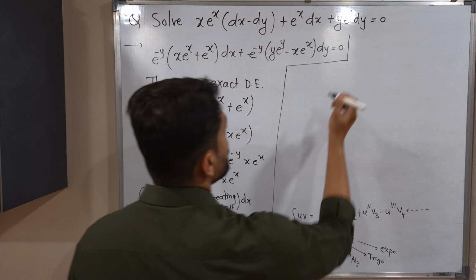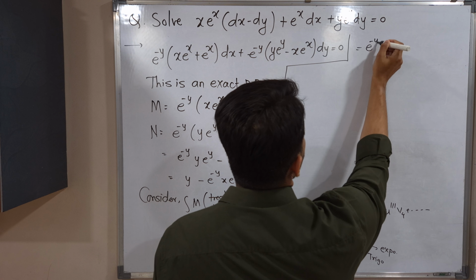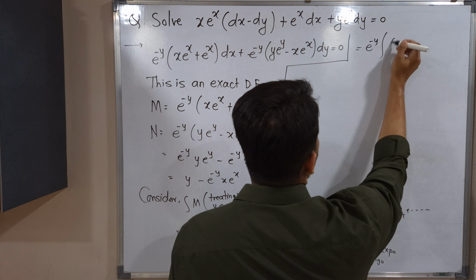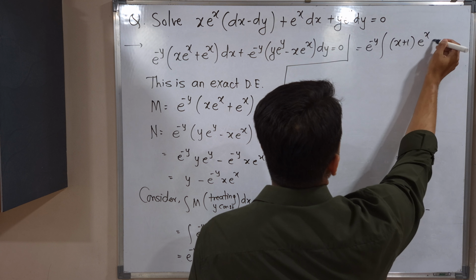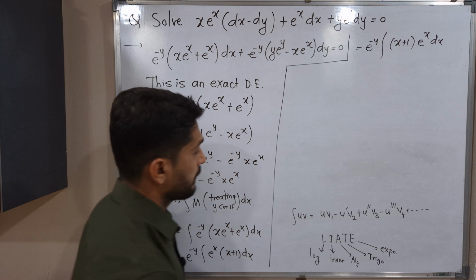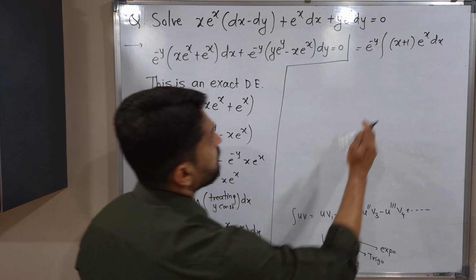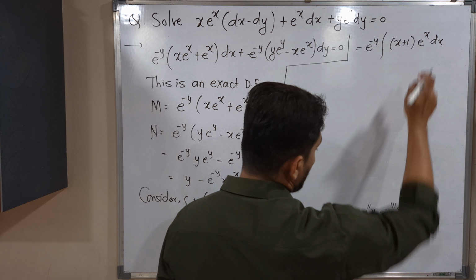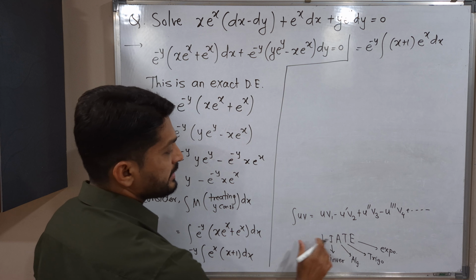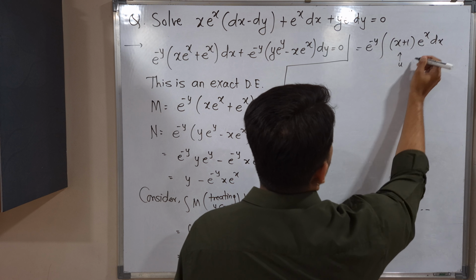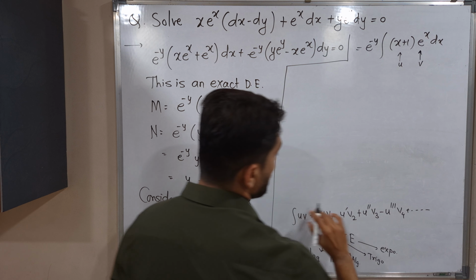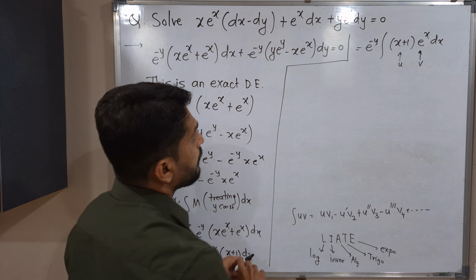So let me write. This is equal to e raised to minus y, (x plus 1) e raised to x dx. Now it is looking better. An algebraic function comes before that exponential function. We have followed the sequence LIATE. It means this is our u and this is our v.